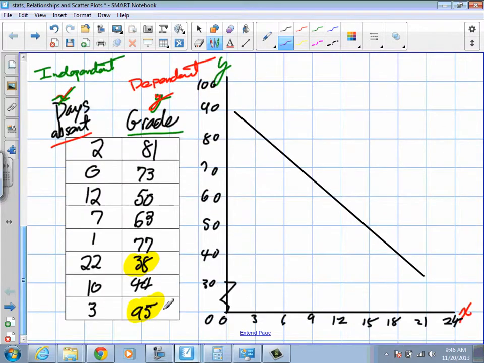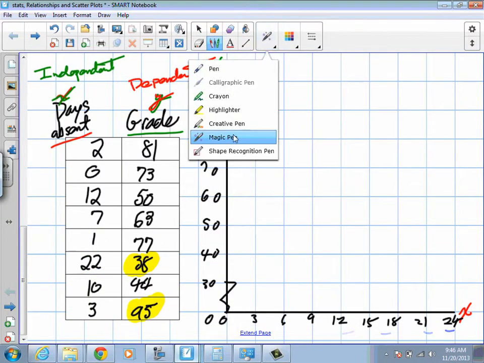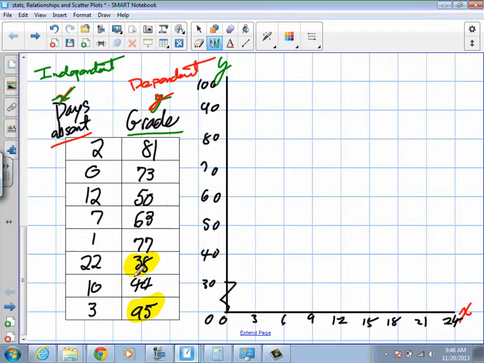We made our x and y axis. Our days absent went from 1 to 22, so we decided to go up by 3s and encompassed everything. I should get rid of this line here. And our dependent had the lowest value of 38 and the highest of 95. And since everything would be between 38, so roughly 40 and 100, we decided to make a broken line graph and start at 30 and go up by 10 so that we could fit it all in this graph.